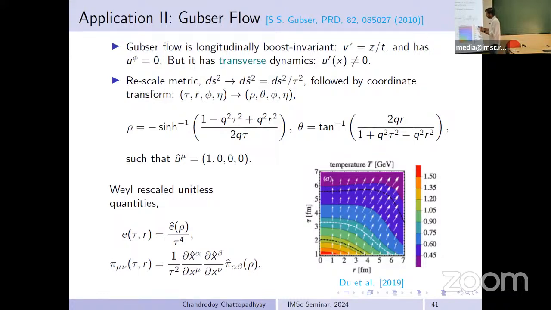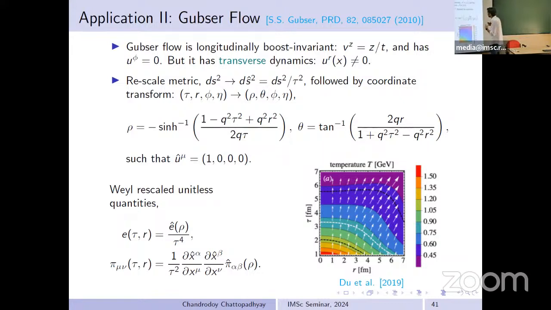So, okay, I talked about Bjorken flow. There is another analytical flow profile which can mimic some features of heavy ion collisions, namely Gubser flow, where the medium expands boost invariantly in the beam direction, but has rapid transverse dynamics, unlike Bjorken flow, which was homogeneous in the transverse direction.